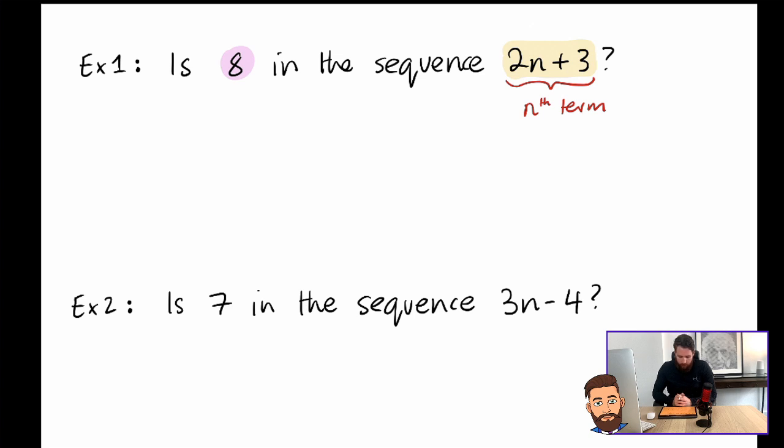So we can simply follow the steps from what we've just written down. Step 1, find the nth term. Well, we've already got the nth term. We don't need to find it. They've given it to us, so even easier. Step 2, make the nth term equal to the number you're trying to find. So I'm going to make 2n plus 3 equal to the number I'm trying to find, which is 8.